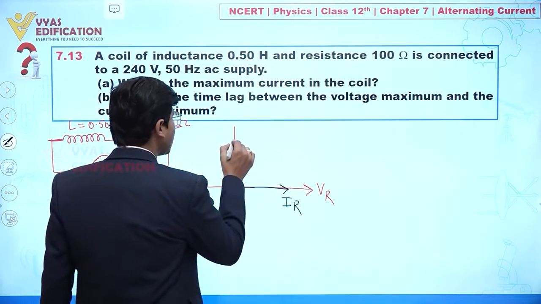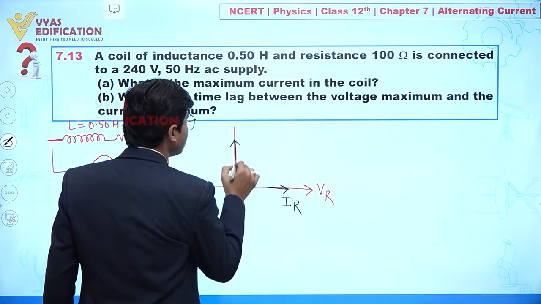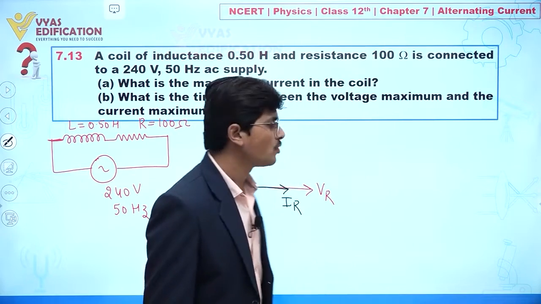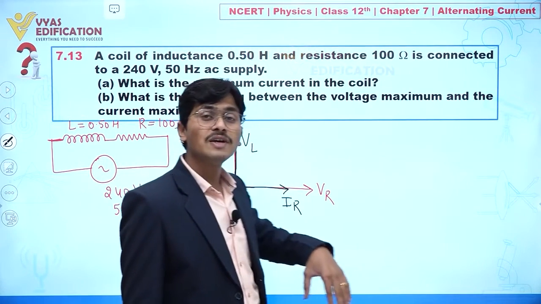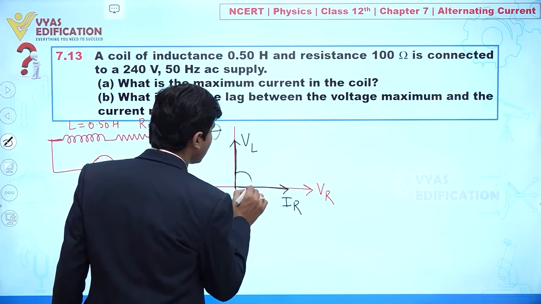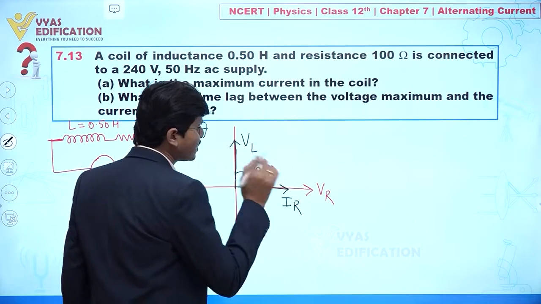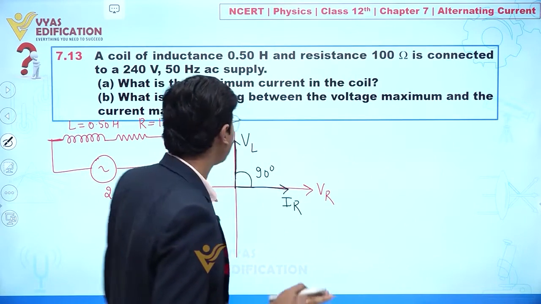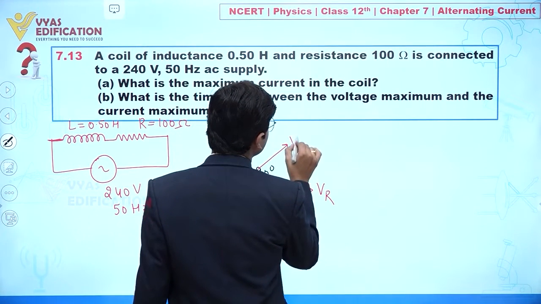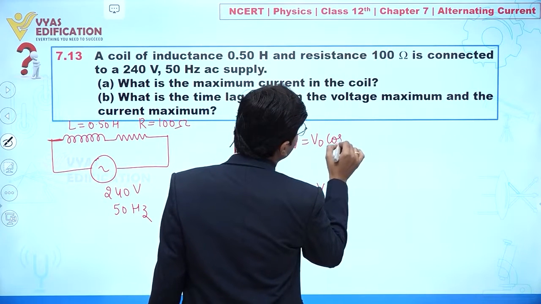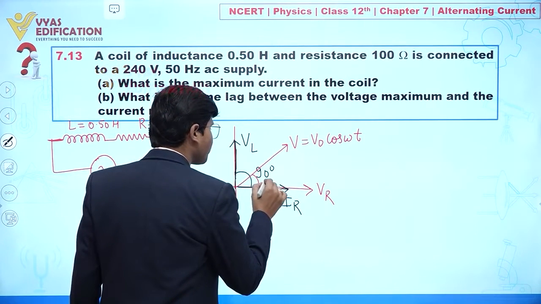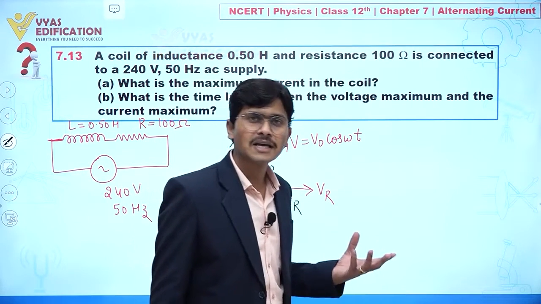But what about VL? You know very well that whenever we have a potential drop across the inductor, the voltage always leads. In an LR circuit, the voltage is always ahead by 90 degrees from the current. So if I find the net or resultant voltage, let's suppose I am assuming this is V naught cos omega t, and this voltage leads the current by a certain angle phi.